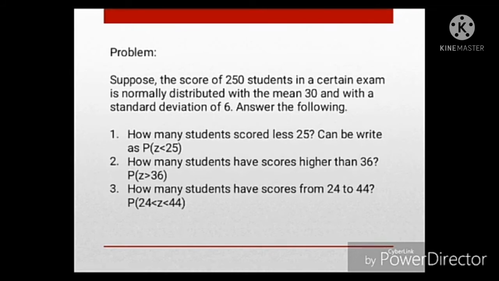Let's have an example. Suppose the scores of 250 students in a certain exam are normally distributed with a mean of 30 and a standard deviation of 6. Answer the following. Number 1. How many students scored less than 25? Number 2. How many students have scores higher than 36? And number 3. How many students have scores from 24 to 44?